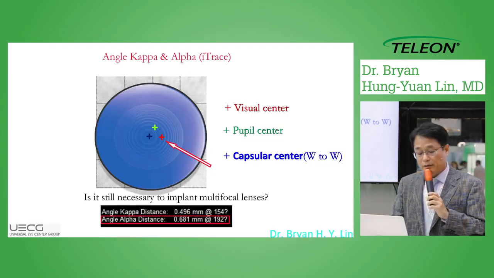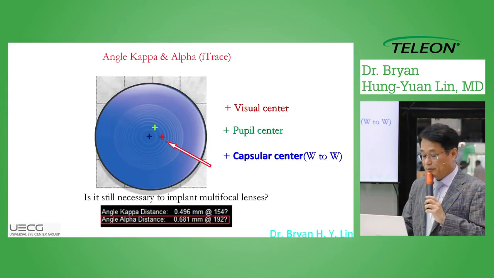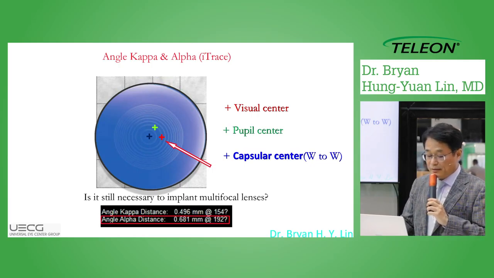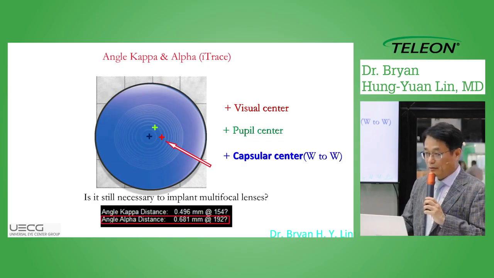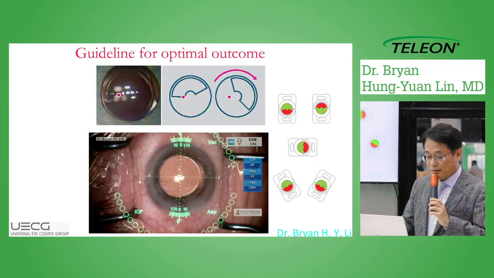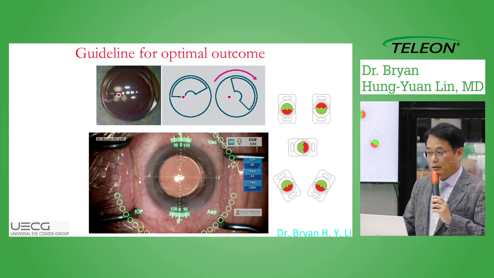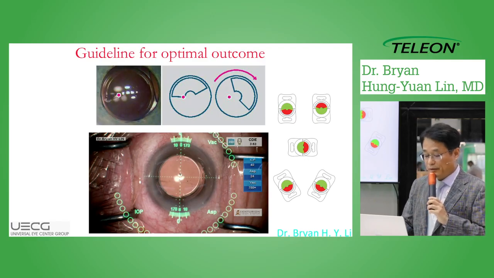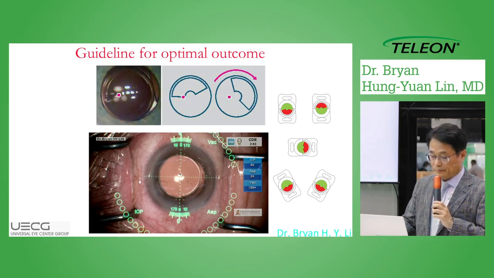If the patient's angle alpha is too large, the center of the visual axis will fall on the diffractive ring. Is it still necessary or worthwhile to implant diffractive or refractive multifocal IOLs? No, I don't. However, unlike the diffractive or refractive multifocal IOLs, the LENTIS IOL can be rotated to prevent the visual axis from aligning with the near segment.